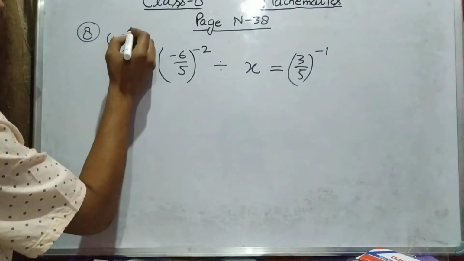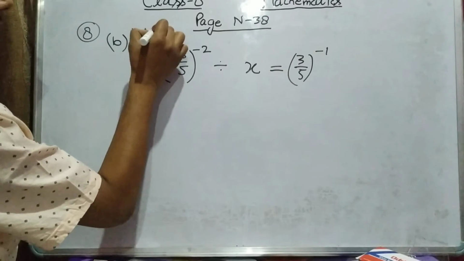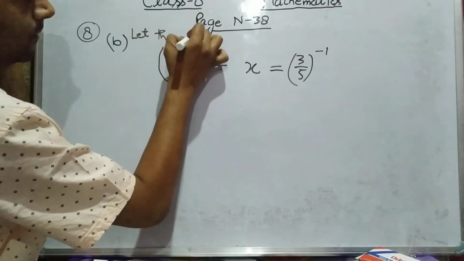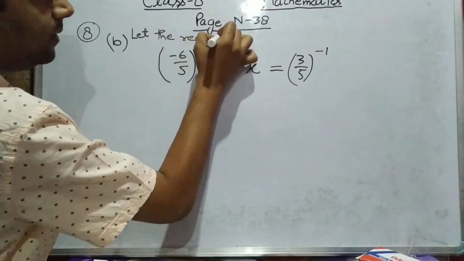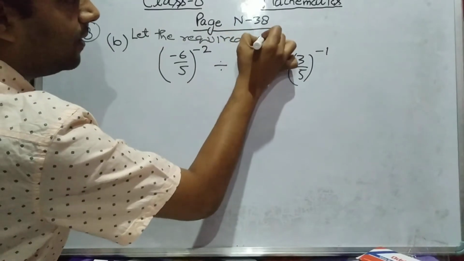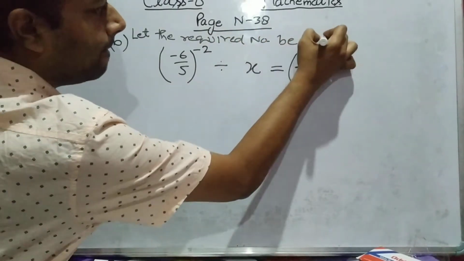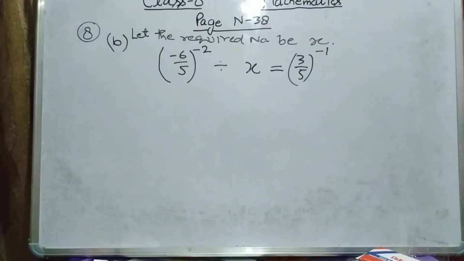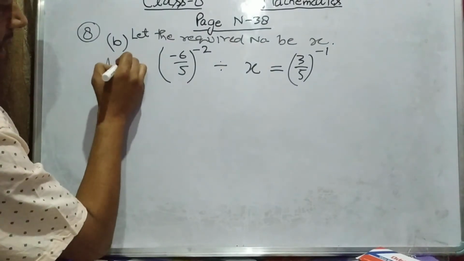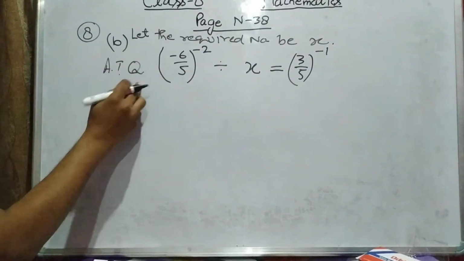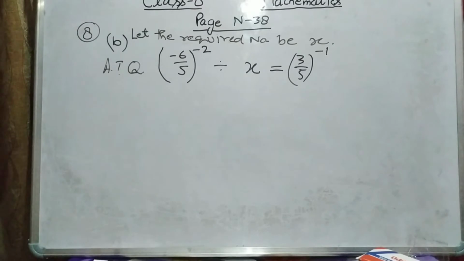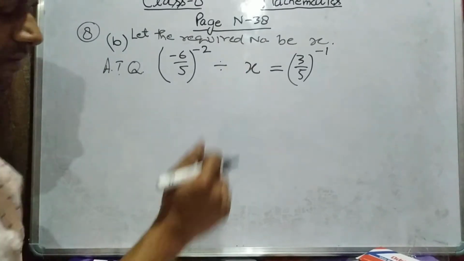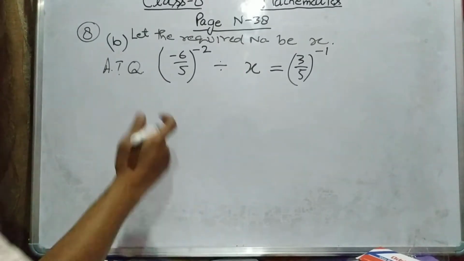You can write here also, let the required number be x. Now ATQ, meaning according to the question, this is the expression. Now solve it and find the value of x. That will be our appropriate answer.